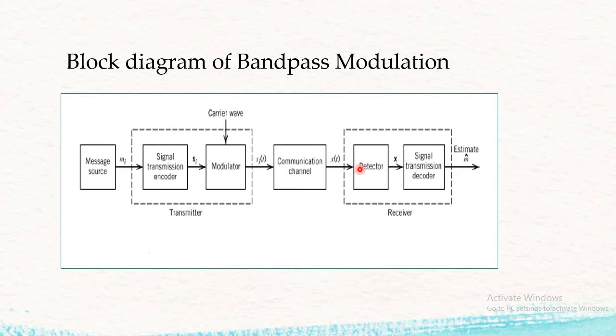At the receiver end we have a detector. The detector will detect the signal, remove the noise, and take off the carrier signal, and then it will give the signal to the decoder. The decoder will decode the signal, and we get the actual signal back. So this is the block diagram of a bandpass modulation technique.